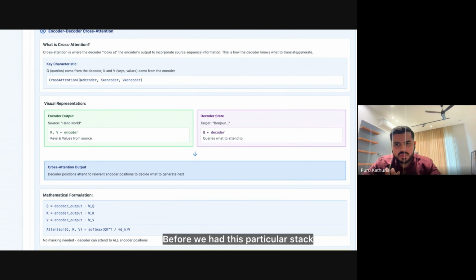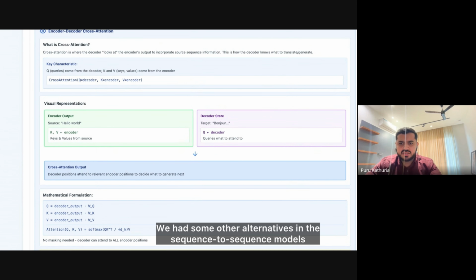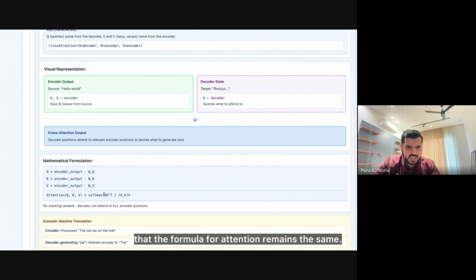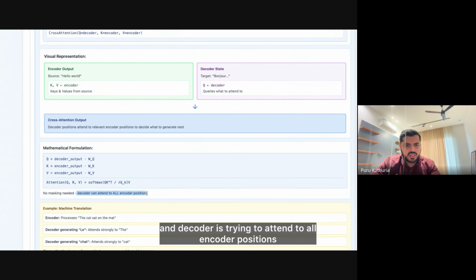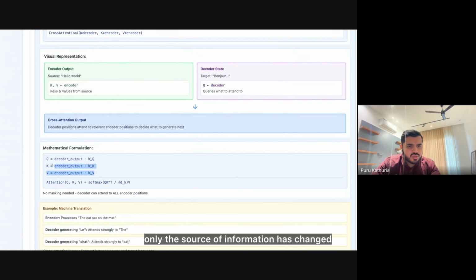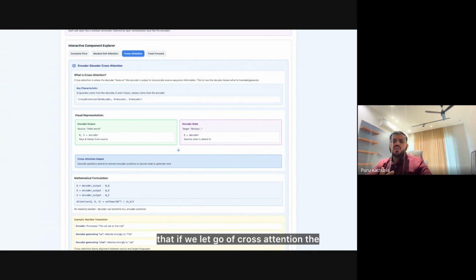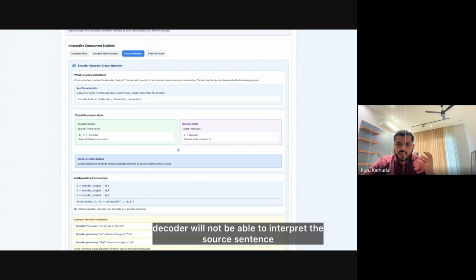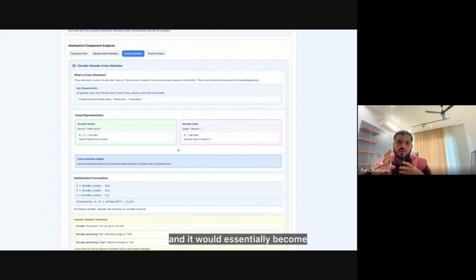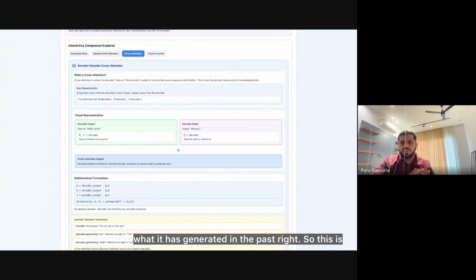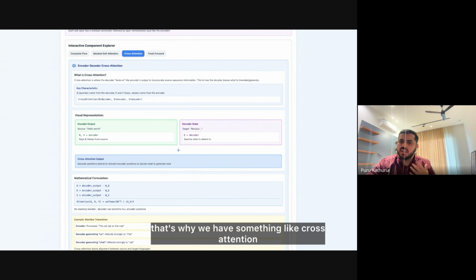Before we had this particular stack, which is cross attention, we had some other alternatives in sequence-to-sequence models, such as concatenation, which didn't work out well. There's no point looking at them. The formula for attention remains the same. There is no masking, and the decoder is trying to attend to all encoder positions. Only the source of information has changed, and the narrative behind changing it is that if we let go of cross attention, the decoder will not be able to interpret the source sentence, and it would behave like a GPT, trying to simulate or hallucinate new text based on what it has generated in the past, right? So this is what we don't want. That's why we have something like cross attention.